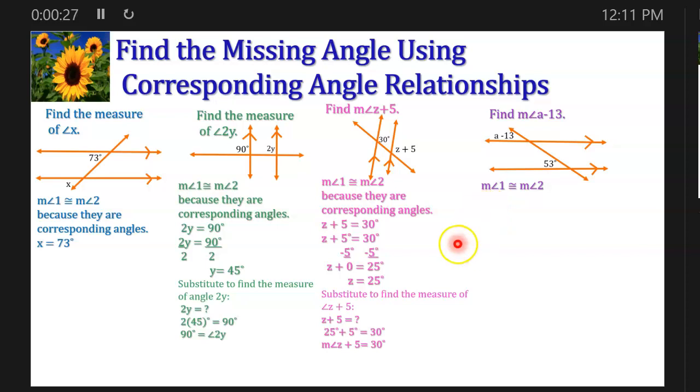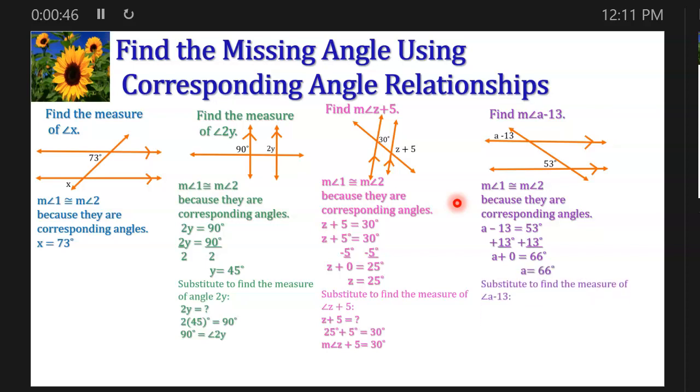Okay, so we made them congruent to one another because we know corresponding angles are congruent to one another. And so when I do that, I end up with a minus 13 equals 53. Add my 53 to both sides, excuse me. A is going to be 66, and then when I substitute that back in and subtract that 13 from it, that angle up above is also going to be 53.